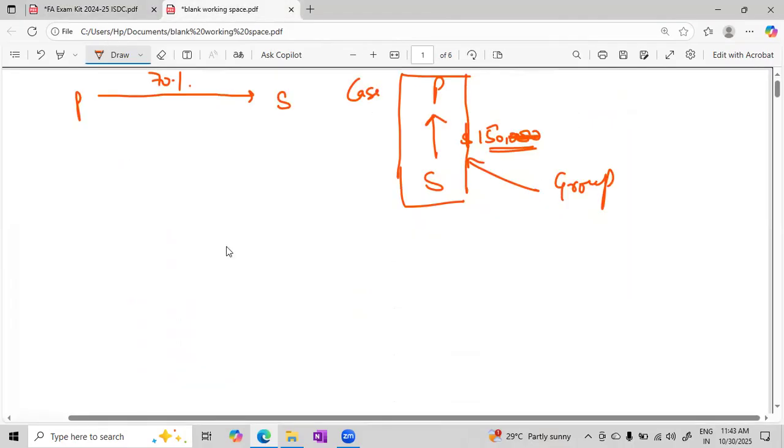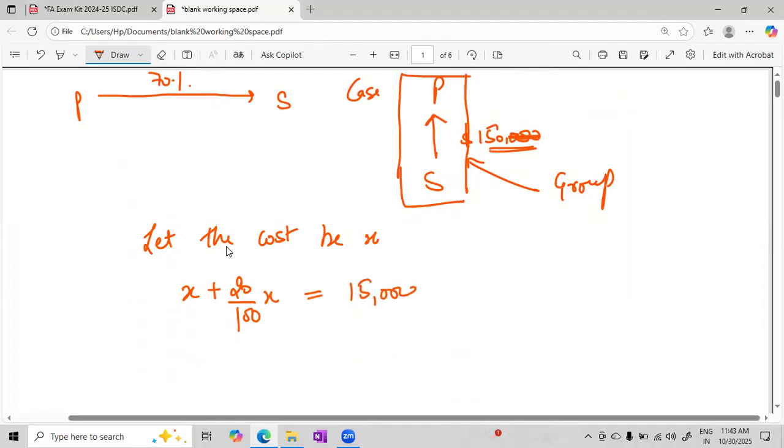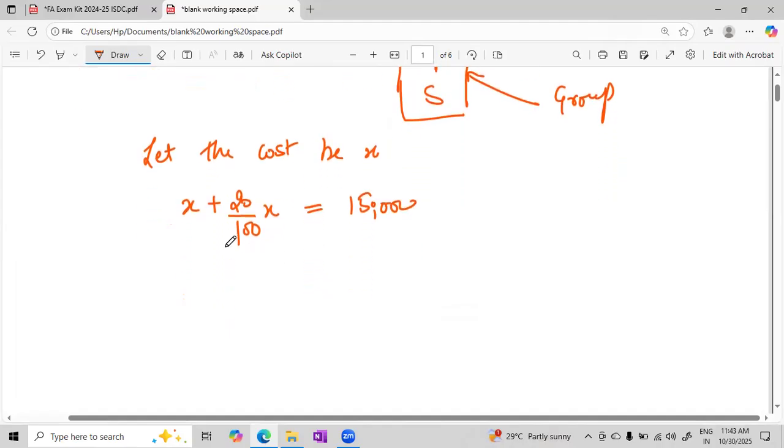So let us assume the cost of goods was X, and we have sold on a markup of 20%. Markup is always on the cost. So our cost is X, and taking 20% of X, the selling price will be equal to 1,50,000. Now I'm going to find X, which is X equals 1,50,000 into 5 upon 6.